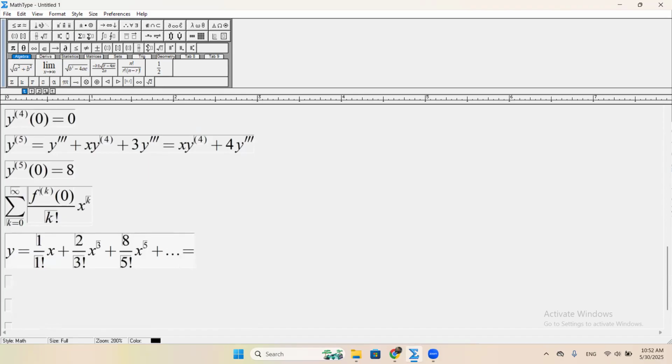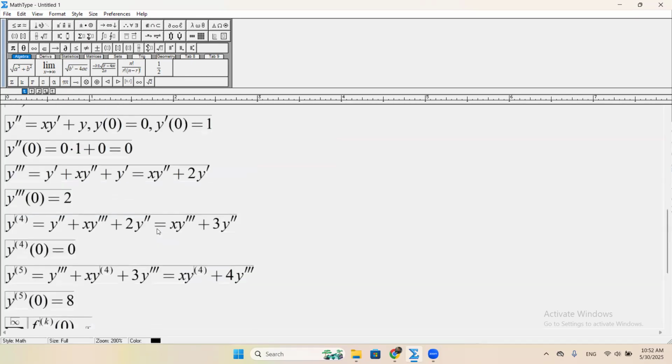Let's also simplify it. So x plus 1 over 3 x cube, and plus, okay, 5 factorial is 120, so 8 over 120 is 1 over 15. So 1 over 15 x to the power of 5, and so on. So actually we are done with it.